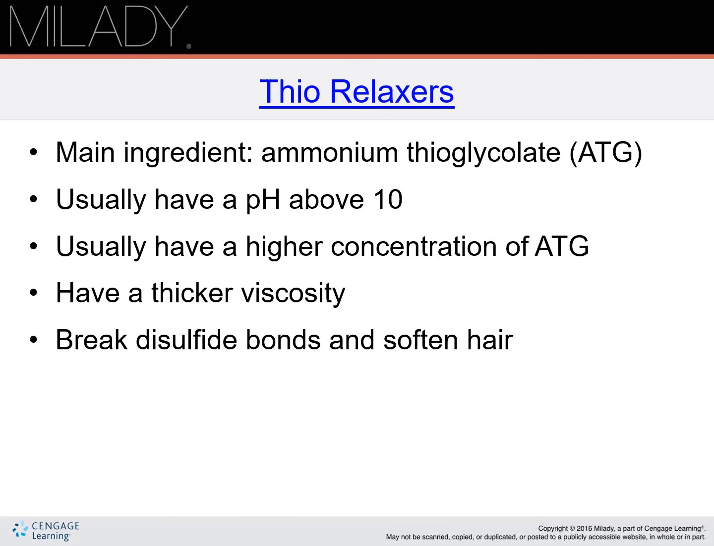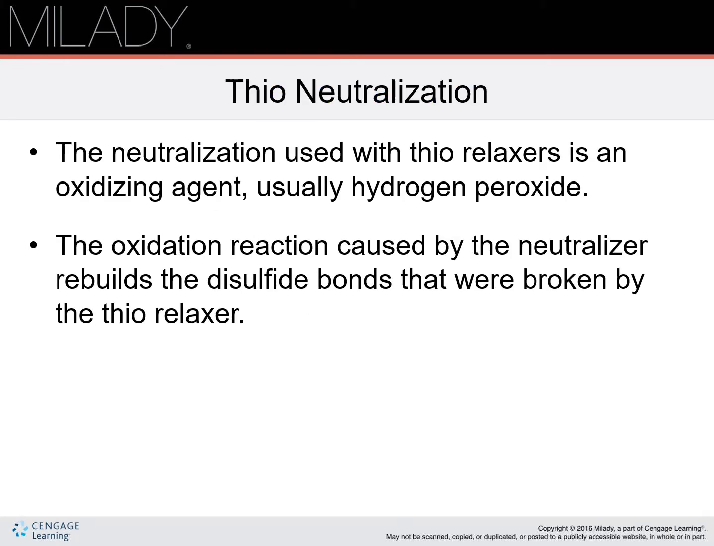Thio relaxers also break disulfide bonds and soften the hair. After enough bonds are broken, the hair is straightened into a new shape and the relaxer is rinsed from the hair. This process is called thioneutralization. The neutralizer used with thio relaxers is an oxidizing agent, usually hydrogen peroxide, just as in permanent waving. The oxidation reaction caused by the neutralizer rebuilds the disulfide bonds that were broken by the thio relaxer.